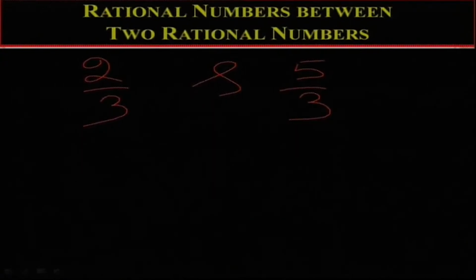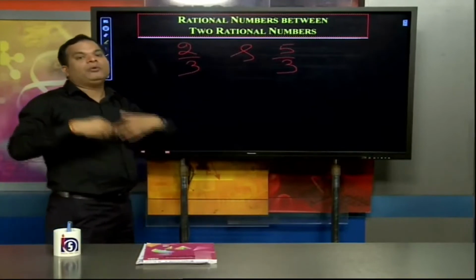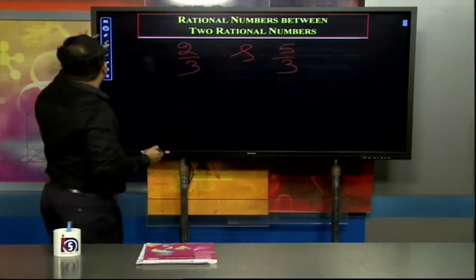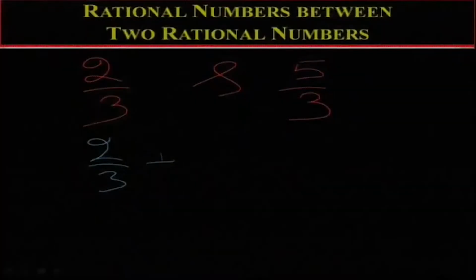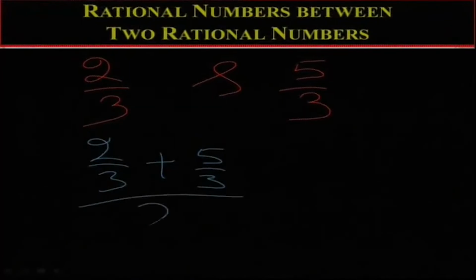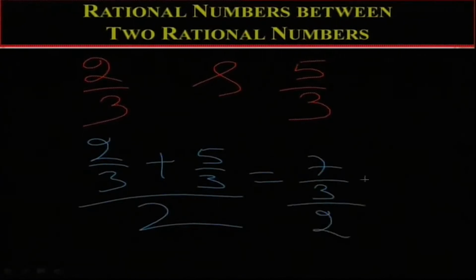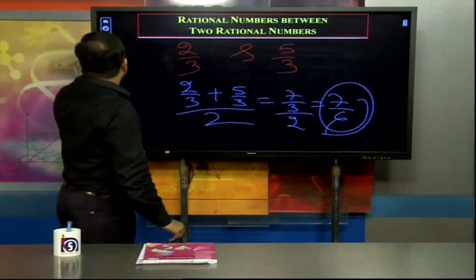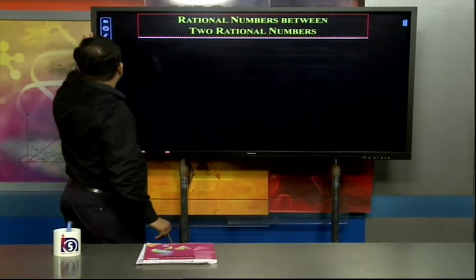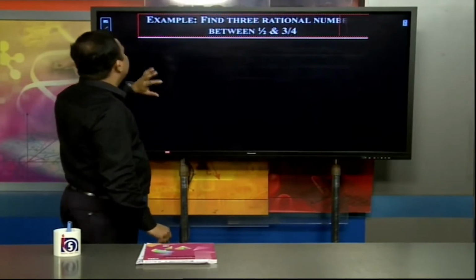How do we find another rational number between the two rational numbers? This is the way: 2 by 3 plus 5 by 3, divided by 2. This is one way. We get 7 by 3 divided by 2, that is 7 by 6. So this is another rational number. This is how we find a rational number between two rational numbers.